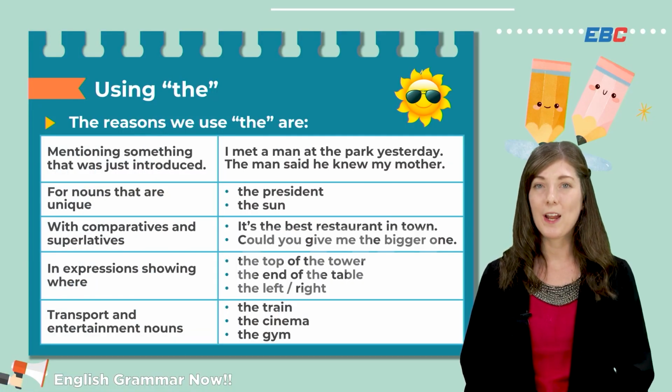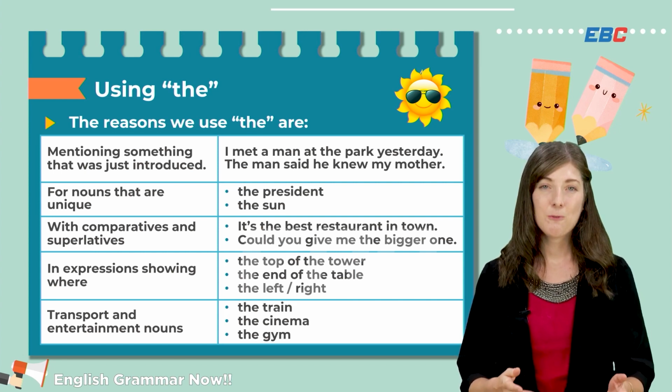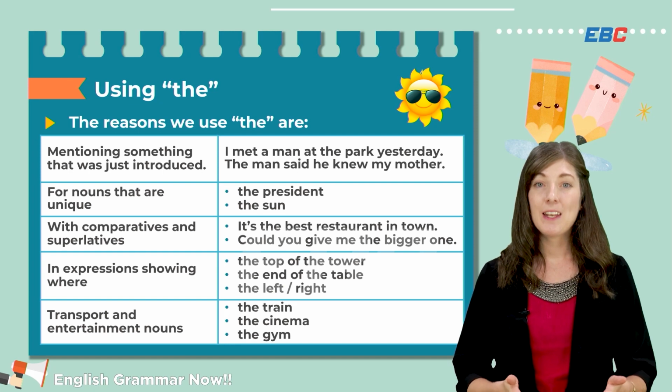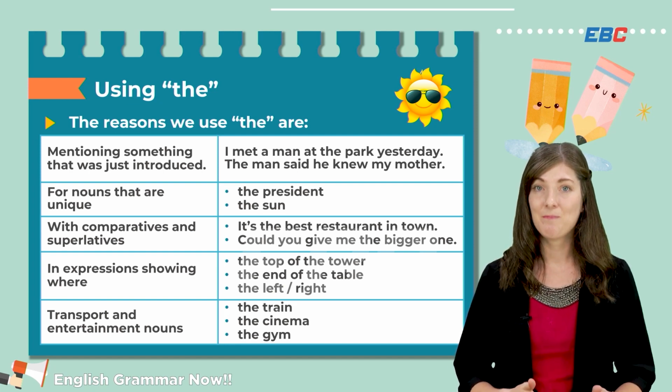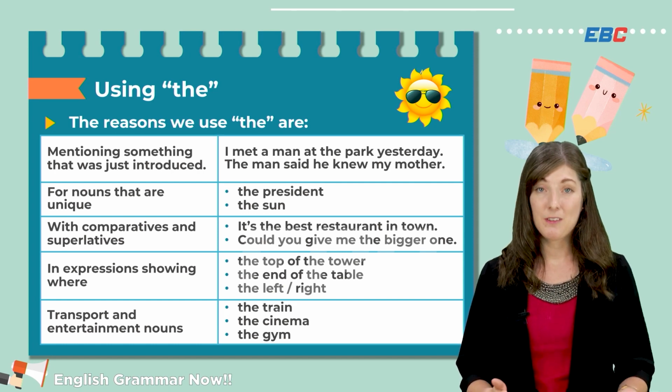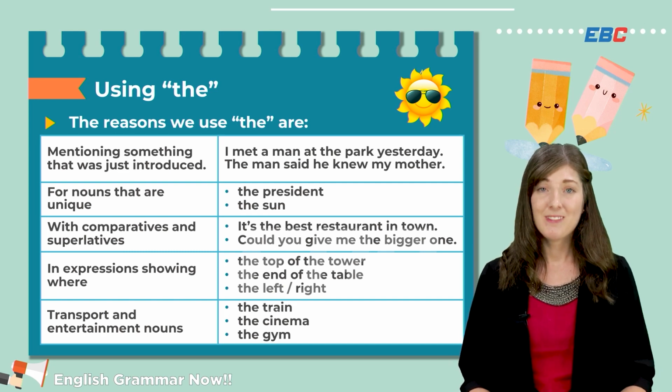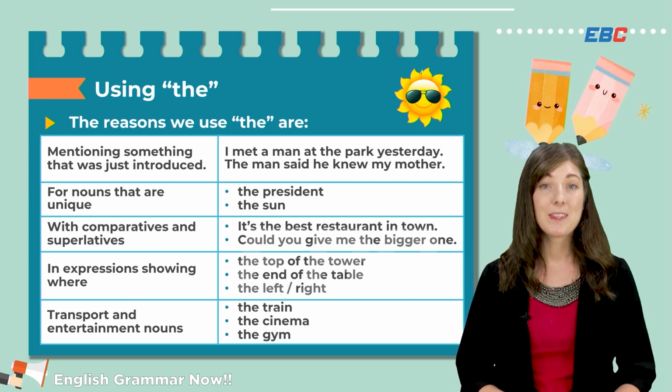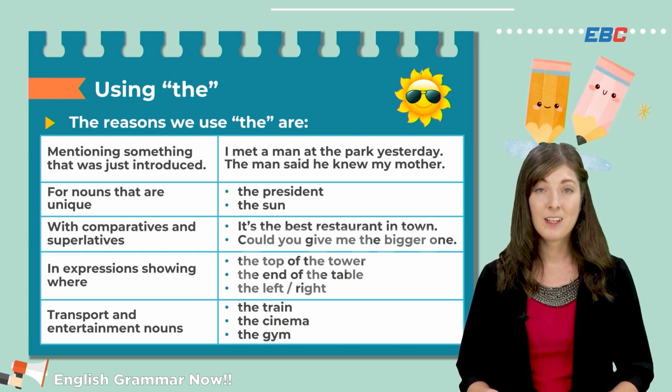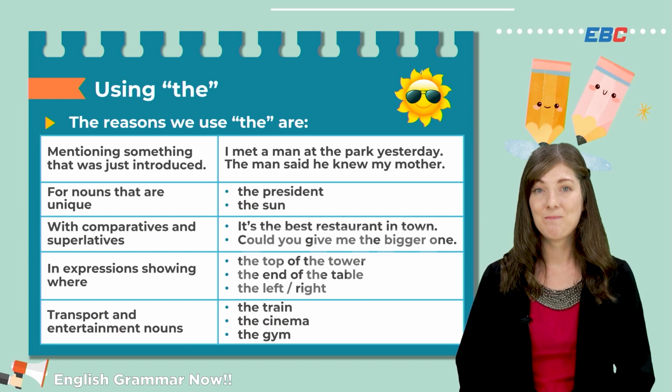Here's some different ways that we commonly use the. In the first category, we use the if we're talking about something we just mentioned. For example, if I say, I met a man in the park yesterday. The man said he knew my mother. The first time I talk about this man, I say a, because the person I'm talking to hasn't heard about him before. But the second time I talk about him, I use the man, because I've just mentioned him.